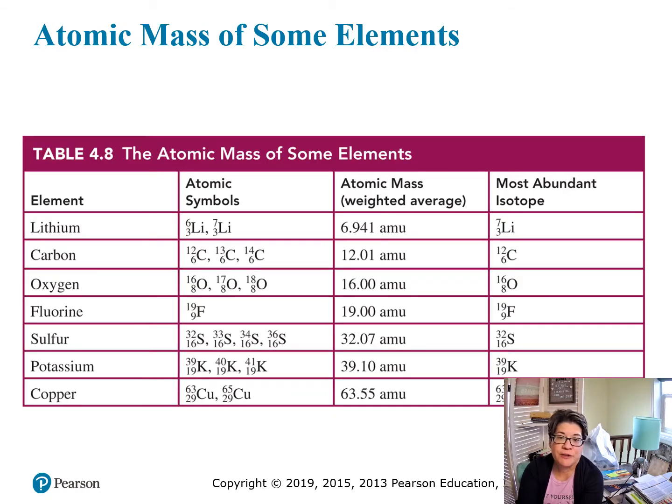And here are some different examples. So lithium exists in these 2 forms, these 2 isotopes. And this is the weighted average. This one's the most abundant. So you can see that 6.9 is pretty close to 7.